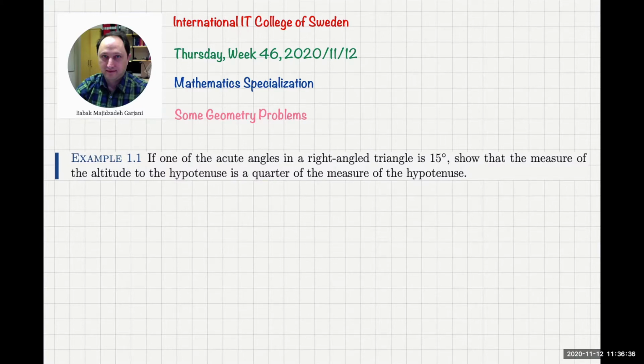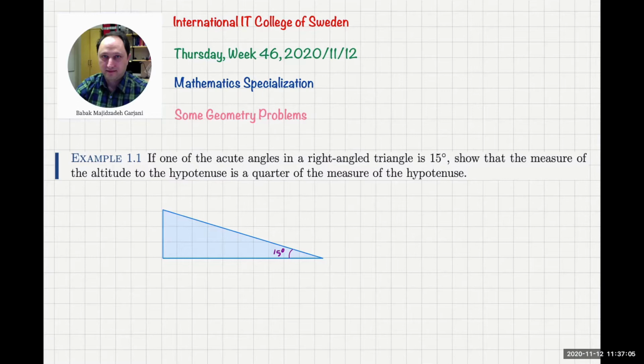Okay, so let me start writing something and give you some hints, and then you can think about the problem again. So this is my right angle triangle, if I can draw it reasonably well. Yes, it's good, more or less. And I am assuming that this angle is 15 degrees. So this is 15 degrees.